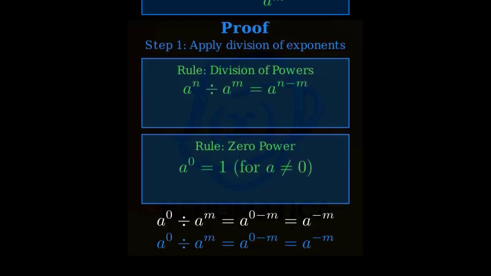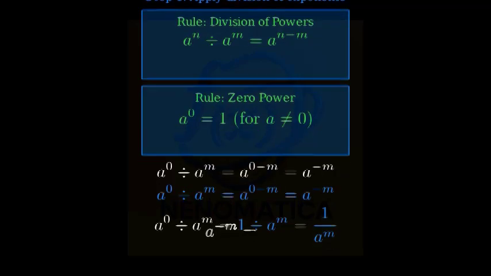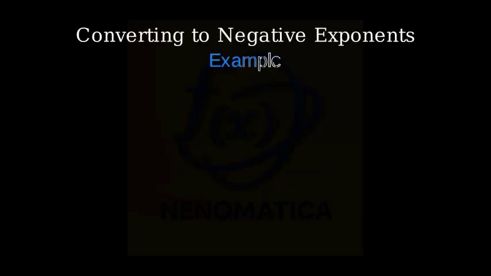By the division property of exponents, when we divide powers with the same base, we subtract the exponents. So a to the power of 0 divided by a to the power of m equals a to the power of 0 minus m, which gives us a to the power of negative m. On the other hand, since a to the power of 0 equals 1, the left side of our equation can be written as 1 divided by a to the power of m. Since both expressions are equal to a to the power of 0 divided by a to the power of m, we can equate them. Therefore, a to the power of negative m equals 1 divided by a to the power of m.